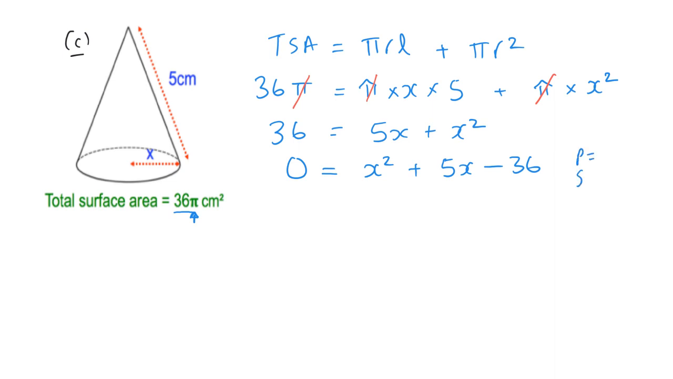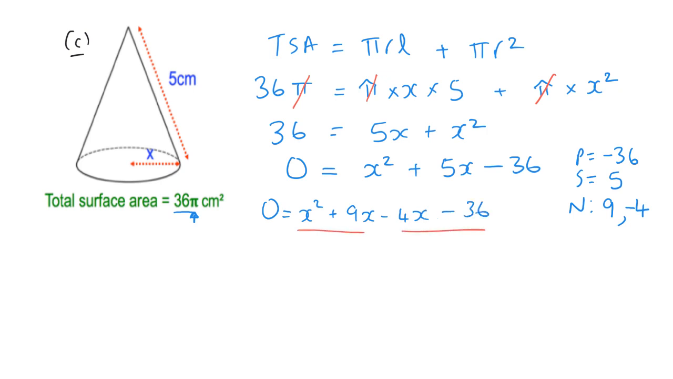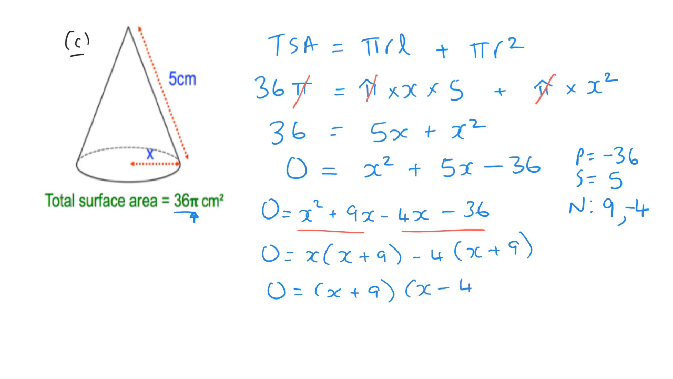So this is where we do PSN. So our product is minus 36 and our sum is 5. So you know it's going to be something to do with 9 and 4. So we'll have 9 minus 4. So rewrite your equation. Factorize the two pairs. You should have a common bracket, x plus 9, and then our other bracket is x minus 4.